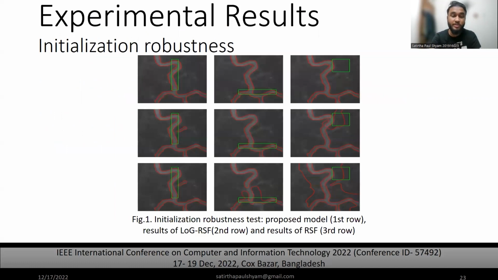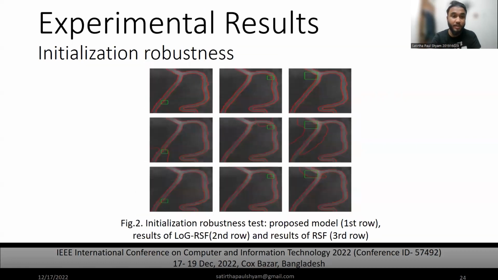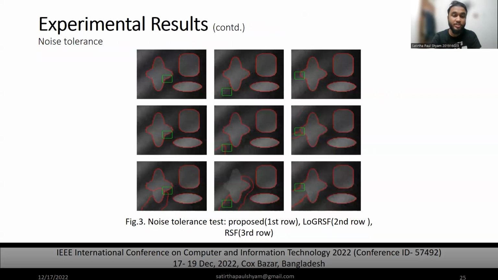We tested the initialization robustness on these images, and we can see that our model is outperforming the other two models. Our model's results are in the first row, and in the second and third rows are the results of LoG-RSF and the other model. There is another initialization robustness test, where we can see that our model is outperforming the other two models also, which is expected. For the noise tolerance test, we have taken an intensity inhomogeneous noisy image, and here we can see that our model is doing a good job.